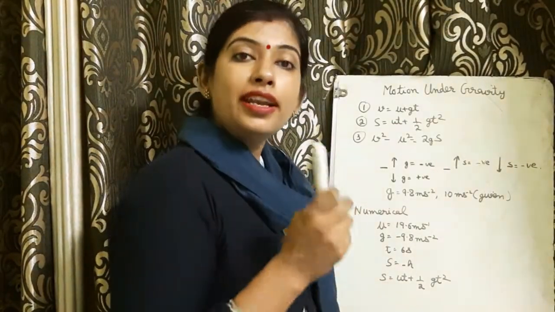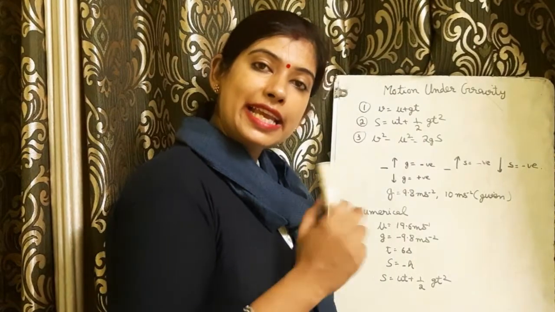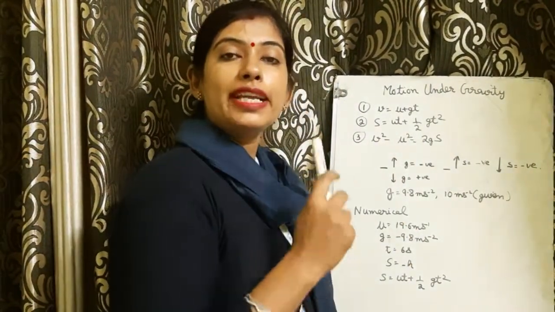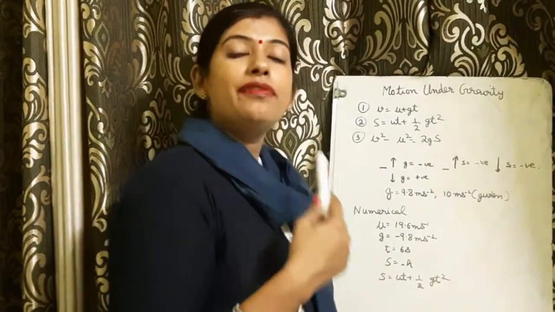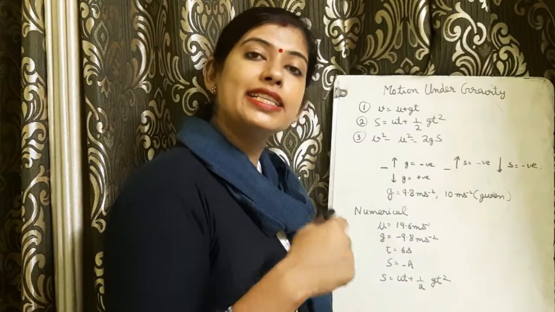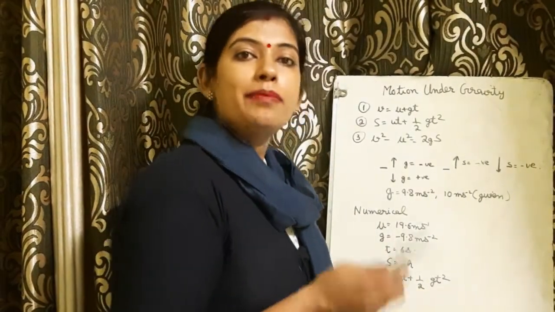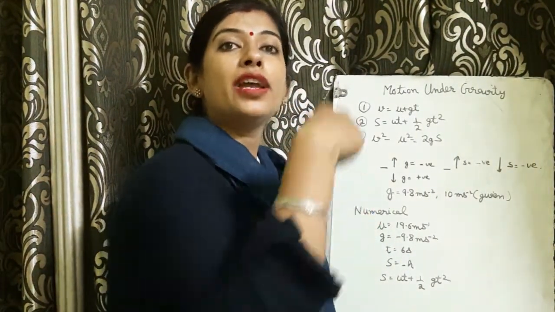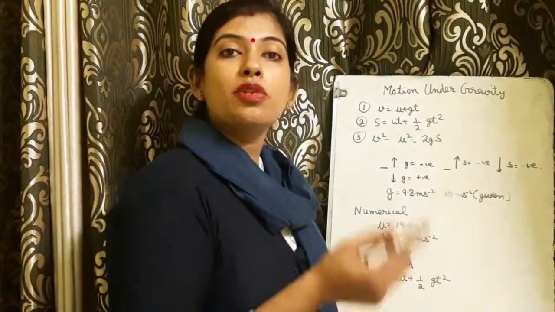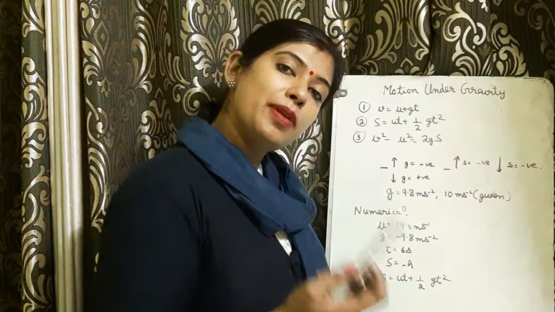Now, when we deal with motion under gravity, we take some sign conventions. That is, when any body is moving against the gravity, the value of acceleration due to gravity is taken as negative, and when the body is moving in the direction of acceleration due to gravity, it is taken as positive. Meaning whenever a body is moving in the upward direction, g will be negative, and when the body is moving in the downward direction, g will be positive.